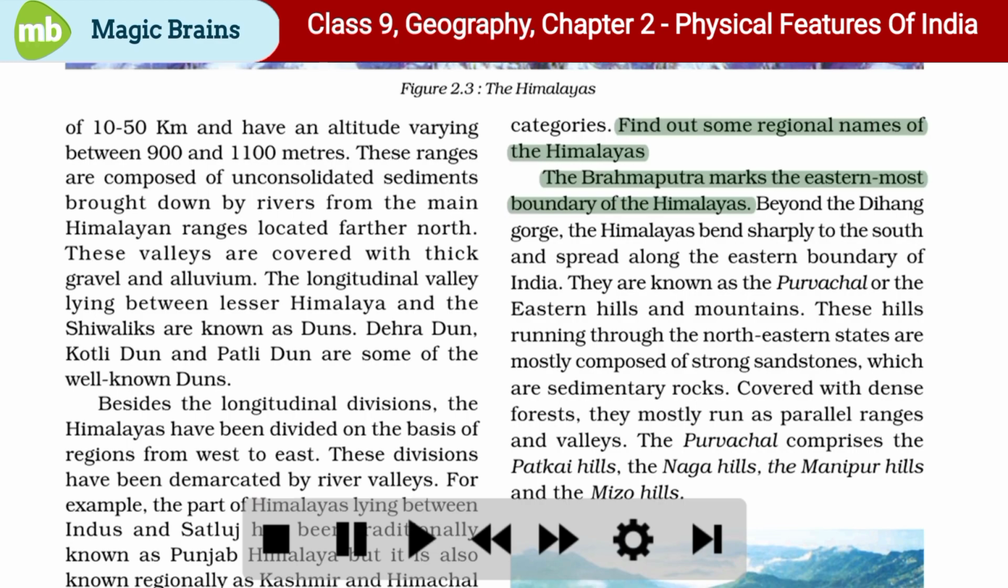The Brahmaputra marks the easternmost boundary of the Himalayas. Beyond the Dihang Gorge, the Himalayas bend sharply to the south and spread along the eastern boundary of India. They are known as Purvanchal, or the eastern hills and mountains.